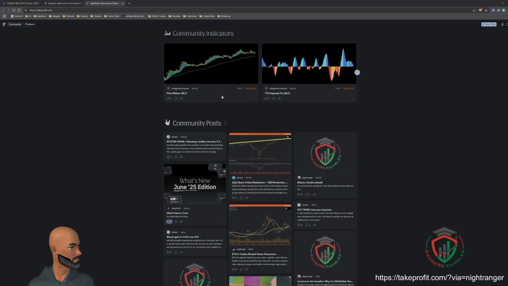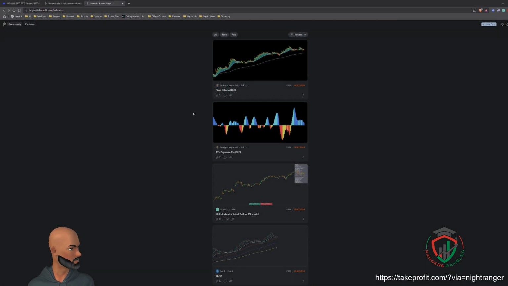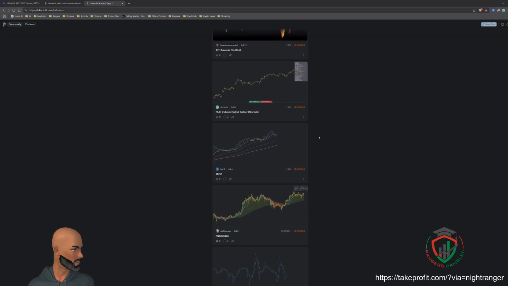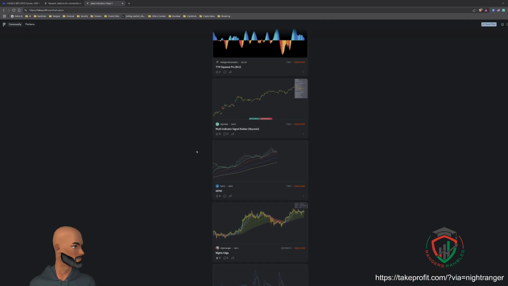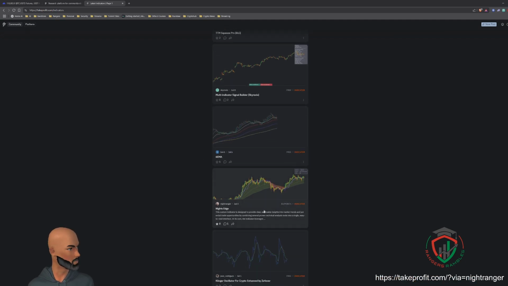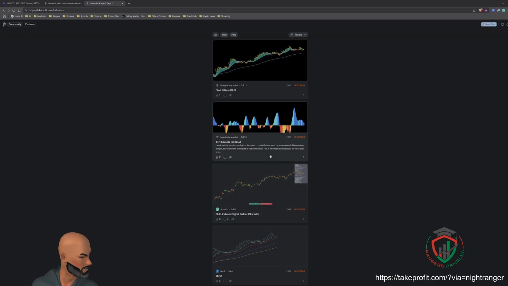Then go to community indicators. There's a load of indicators by the community. There's mine, Knight's Edge. I've already got 8 stars on it so far. It's just $3 a month. It's not a great deal. Got someone here doing a multi-indicator. I might have a look at that one. Skyrex, yeah, shout out.